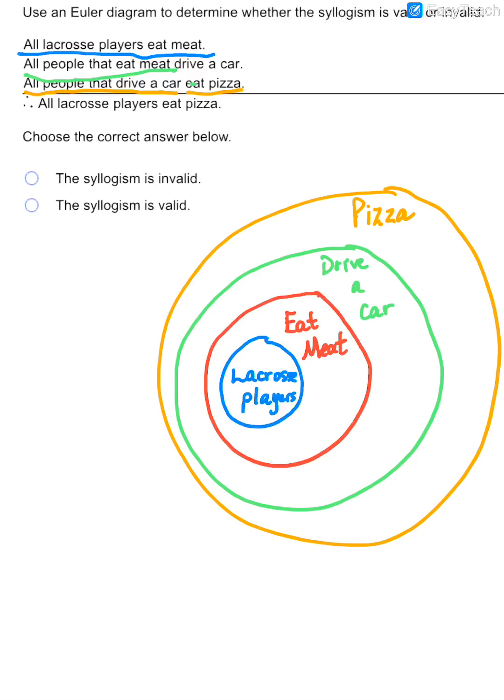So what we're trying to decide with this Euler diagram is whether or not this final statement is valid. And so the final statement says all of the lacrosse players eat pizza. So if we look at our lacrosse players, that's all of them, are they inside of the circle that contains people who eat pizza? And yes, they are. So in this particular case, we would say this is a valid syllogism.